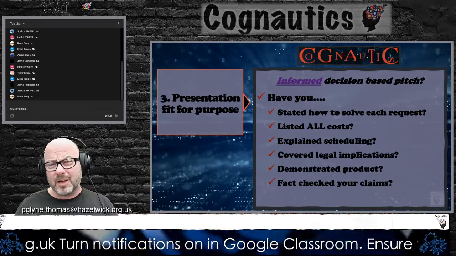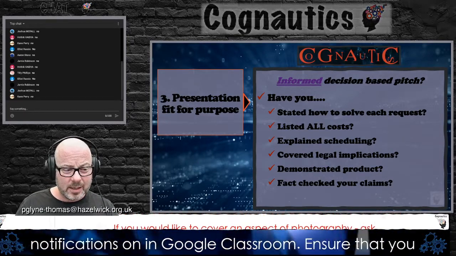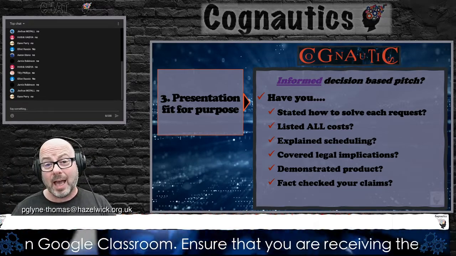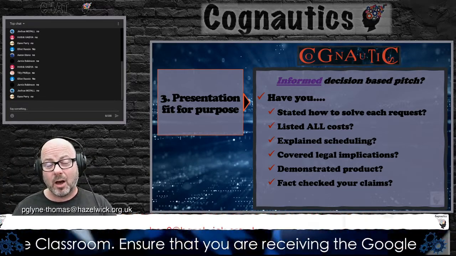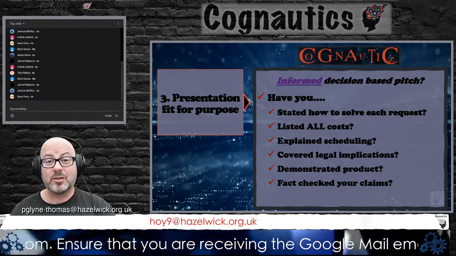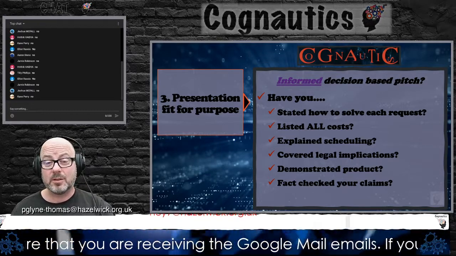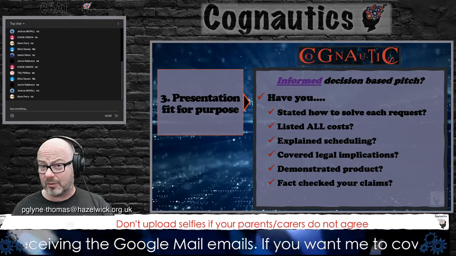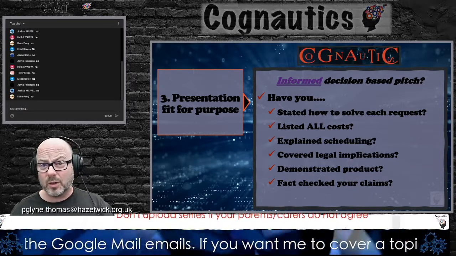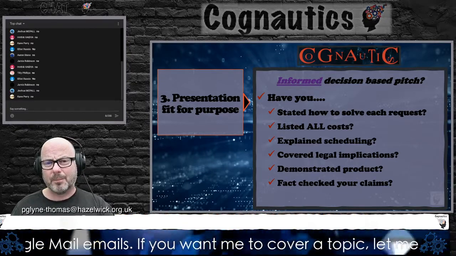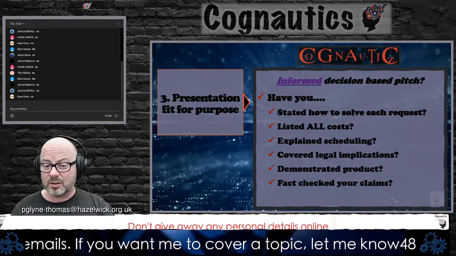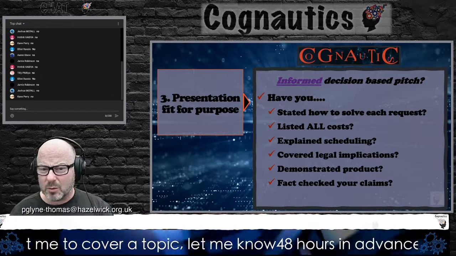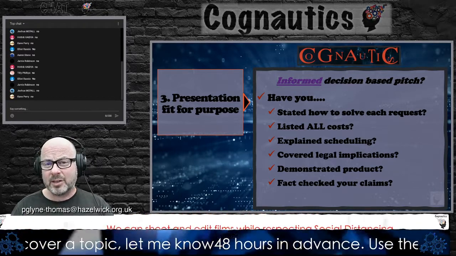Then this fit for purpose statement, which was in the marking guidance, and this is a question: when they say fit for purpose, are you doing what a presentation giving a pitch for a product is supposed to be doing? Have you stated how you're going to solve each request, each feature request that is? Have you listed all the costs, or certainly the main ones? Have you explained the scheduling, the Gantt chart, and with the cost, the table that you put into M2 or P2 somewhere? Have you covered the legal implications?